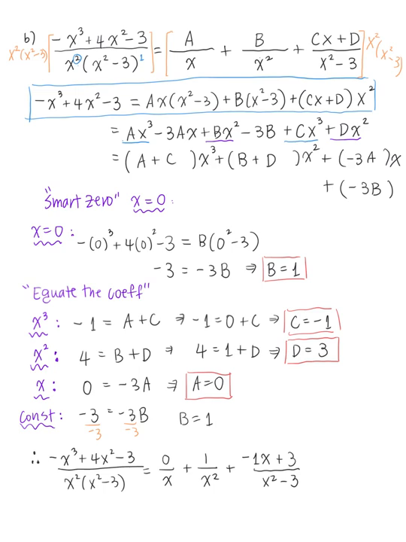Simplified a little bit, this first term is going to go to 0. So now you're going to have 1 over x squared, and then here you can leave it as negative x plus 3 all over x squared minus 3 if you want. Or you can write this as 1 over x squared and then minus x minus 3, whole thing over x squared minus 3. It means the same thing. But anyways, let me just box this guy for our final answer.